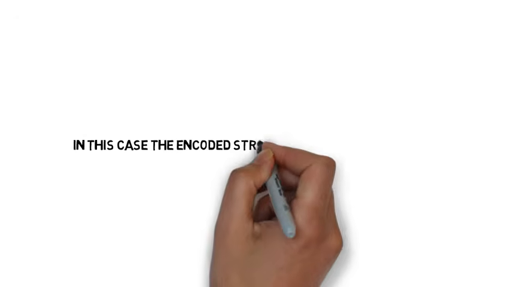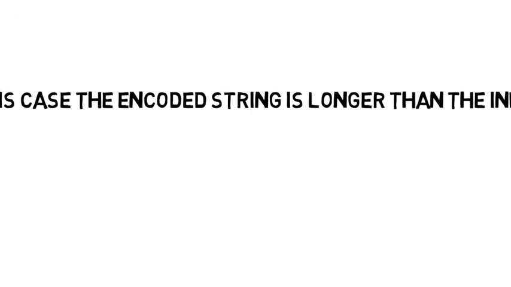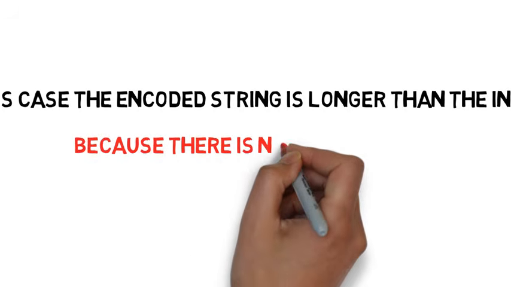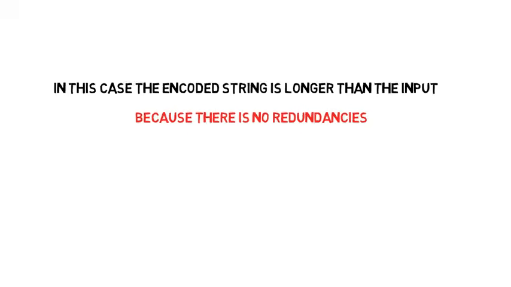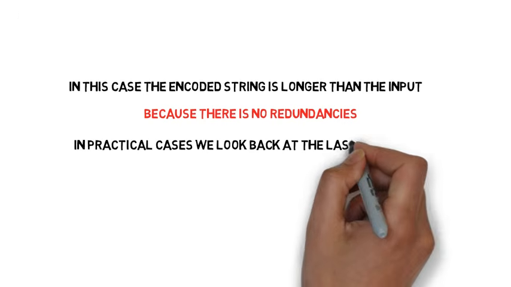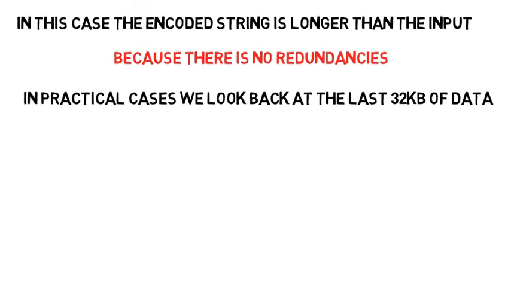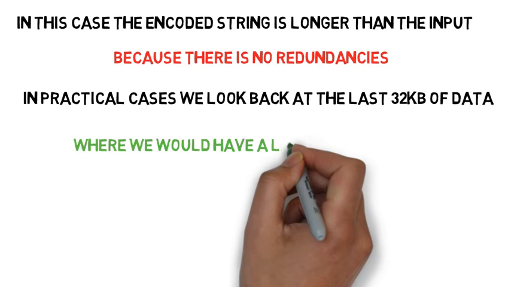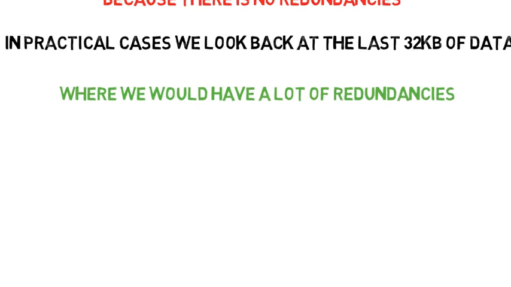Notice that in this simple case, the encoding is actually a longer string than the source. This is because there was no obvious redundancy in the source. In practical implementations, where the strings may be millions of bits long, we usually look at the last 32 kilobytes of processed symbols, where probably a lot of redundancies occur.